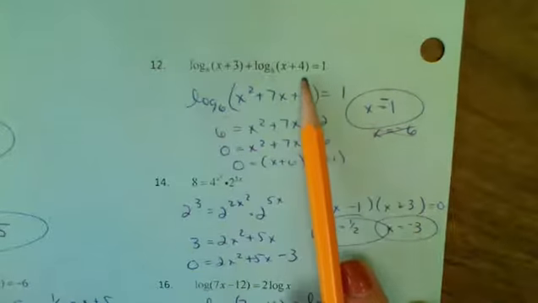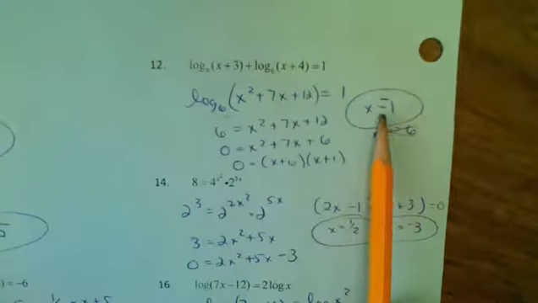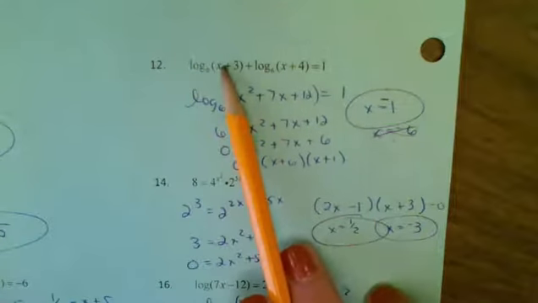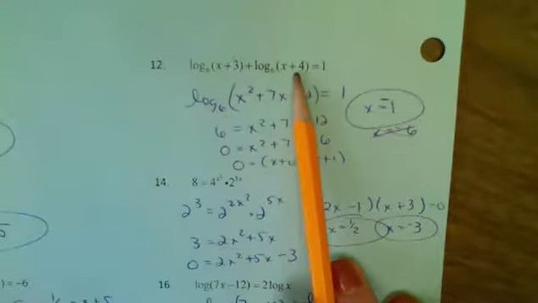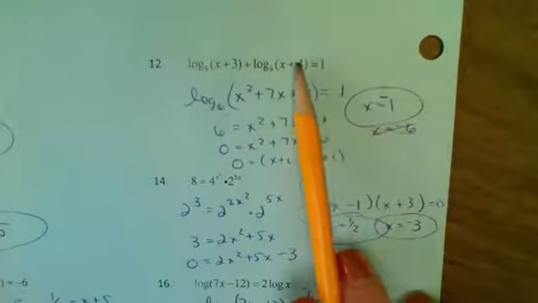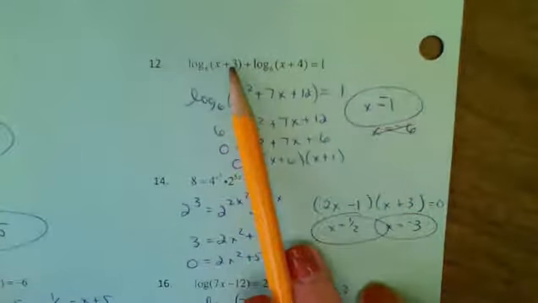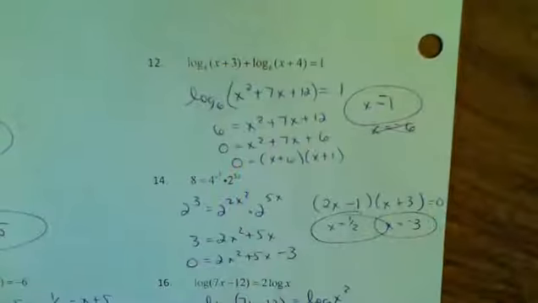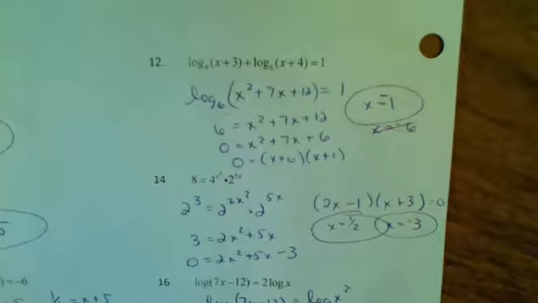The -6 doesn't work when I plug it in, but even though x is -1, when I plug it back in up here, I'm going to be taking the log of a positive. So don't just cross it off if it's negative, cross it off if you plug it back in and you're trying to take the log of a negative. That's when you get an out of domain problem.